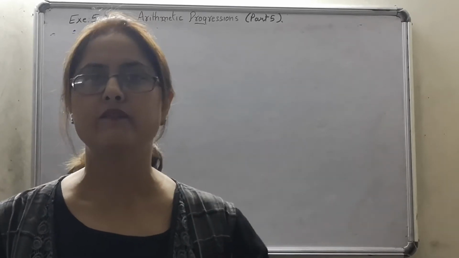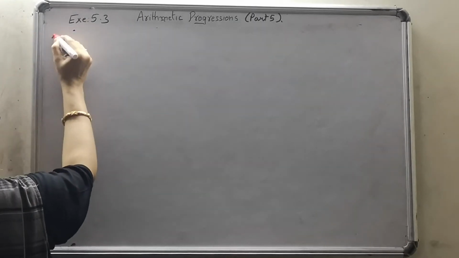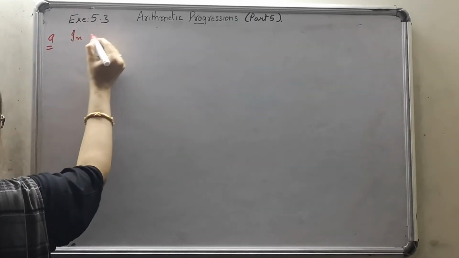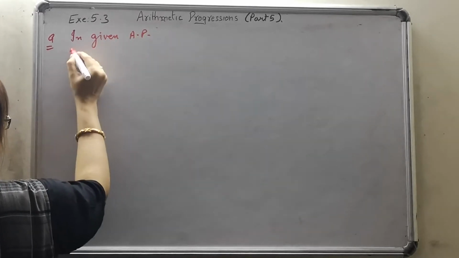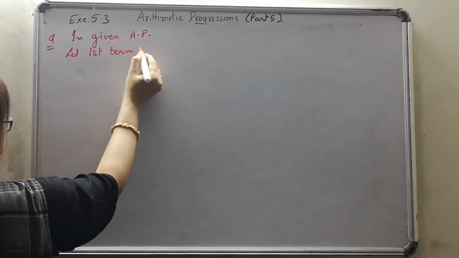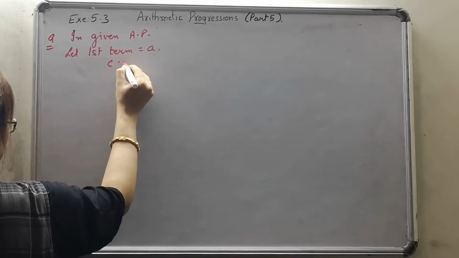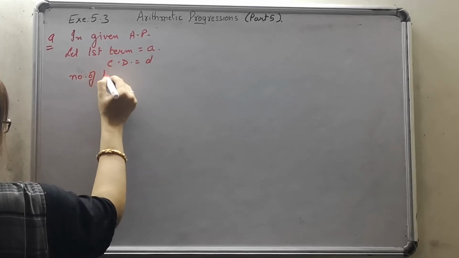Since the AP is again not given, we'll suppose the abbreviations first. Let in the given AP, the first term be a, common difference be d, and let's suppose the number of terms be n.